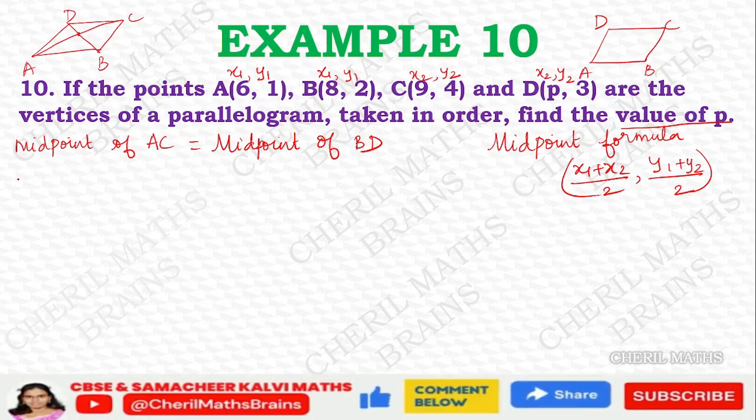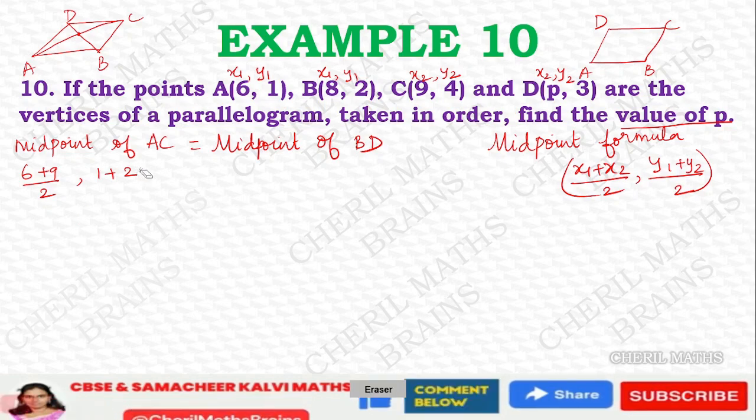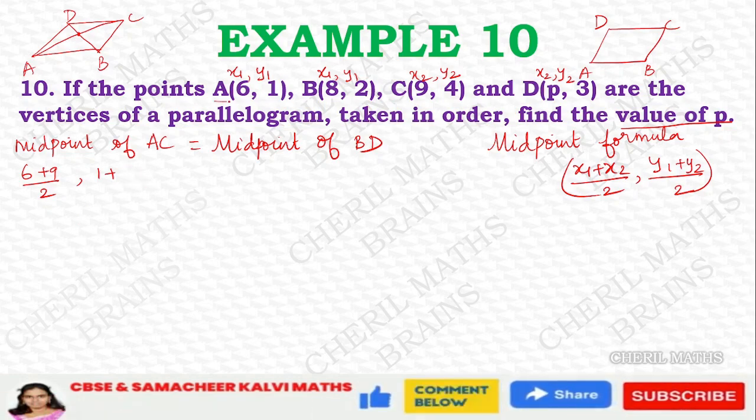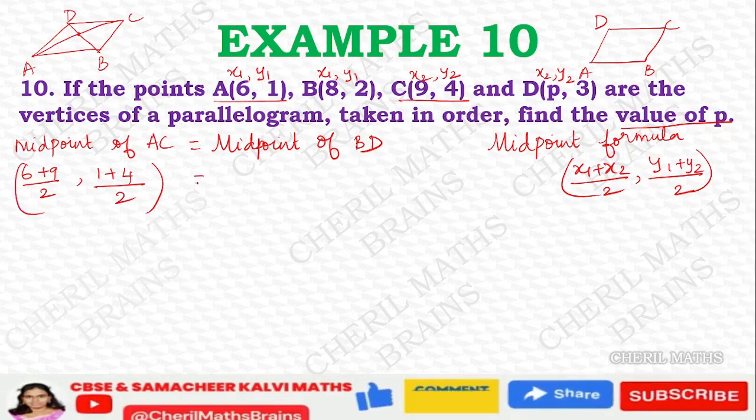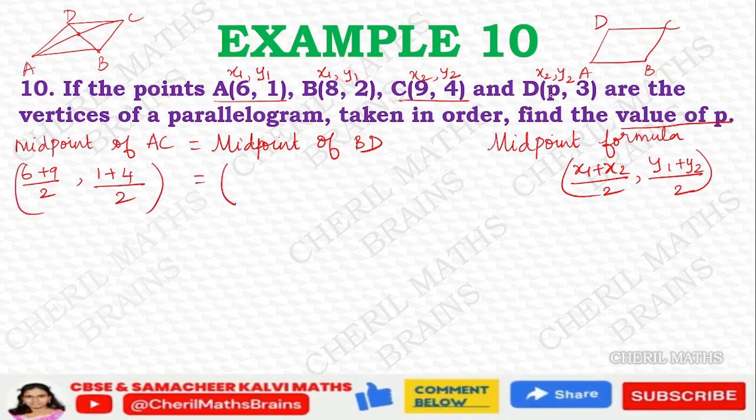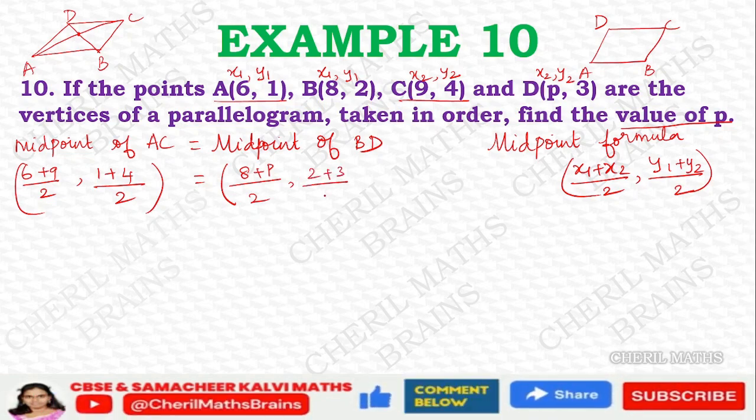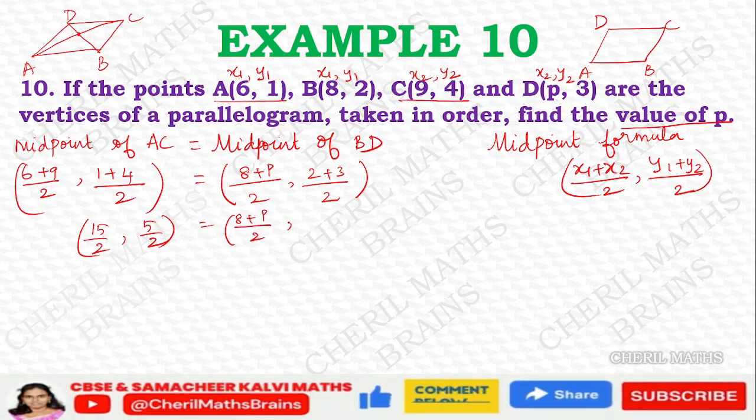So now we'll do it accordingly, children. So for x1, y1, what do we have here? We have (6 plus 9) divided by 2, (1 plus 4) divided by 2, which is equal to (8 plus p) divided by 2, (2 plus 3) divided by 2. So what we'll get here: 6 plus 9 is 15, so 15 by 2, 5 by 2 will be equal to (8 plus p) by 2, 5 by 2.